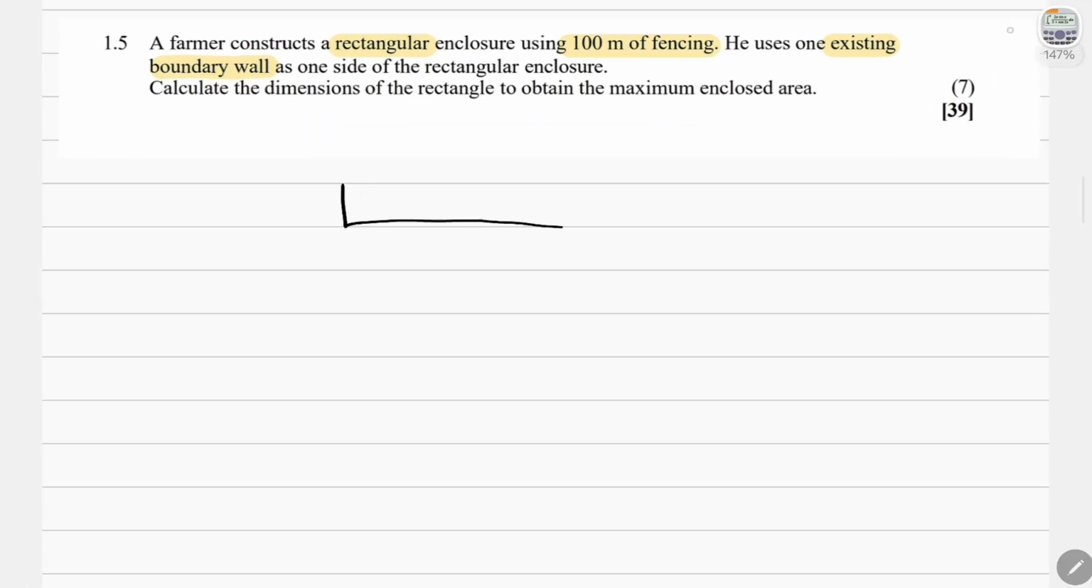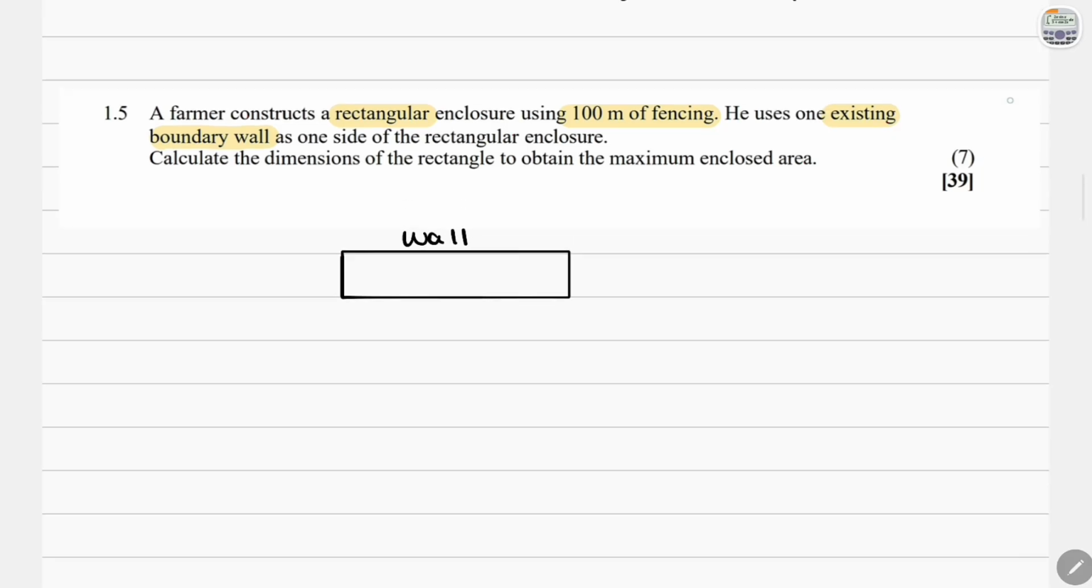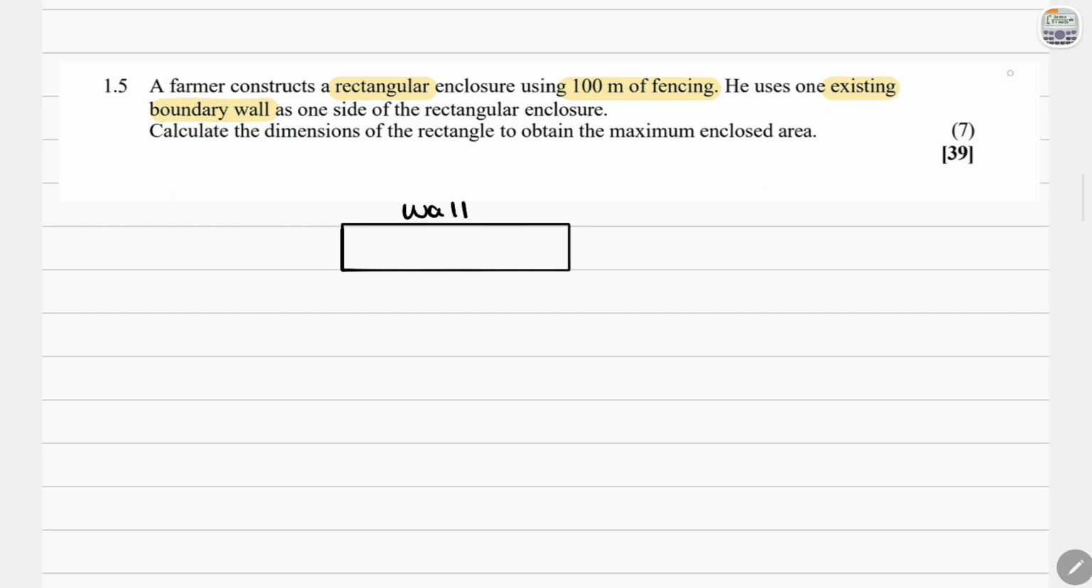So look at the picture of what's going on. We have a wall. I'll just call this the wall. And there's a rectangular enclosure. But then he's using this boundary wall as one side of that rectangular enclosure. So this rectangle is not made up of 4 sides. We can't take that fence and bend it so that it has 4 sides. We're only going to bend it so it has 3 sides, and then the wall is what is supporting that 4th side. So the only sides we're looking at is this, and this.